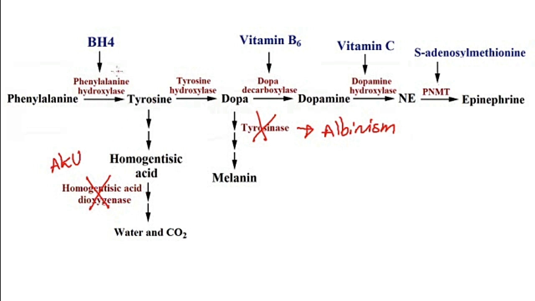And the answer is, deficiency of phenylalanine hydroxylase, or its cofactor, which is tetrahydrobiopterin, can cause phenylketonuria, where there is increased concentration of phenylalanine, while there could be normal or decreased concentration of tyrosine. So first I would like to start with phenylketonuria, and then I will discuss alkaptonuria later on.